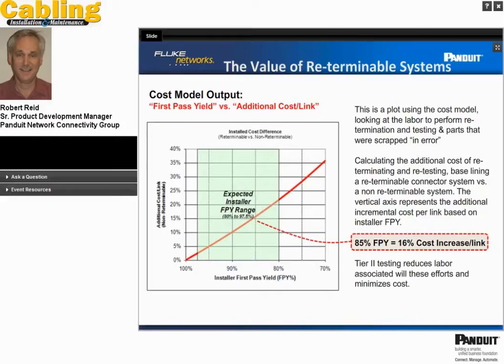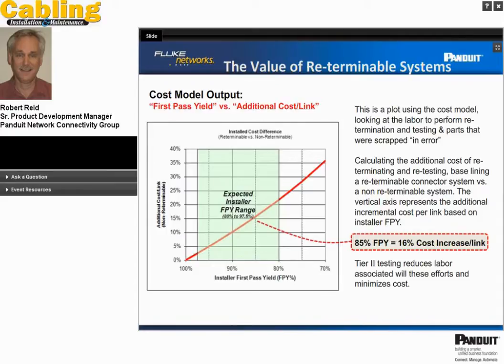Another output of the cost model is, as a function of that first pass yield, the fact that I have to re-terminate and I have to retest, what does that cost? So here is a graph of what we estimate as installer first pass yield, kind of a range of 80% to 95%, 97.5%. We see that as a typical range of first pass yield on field connectors. You can see that there's an incremental cost per link by not using a reterminable connector.